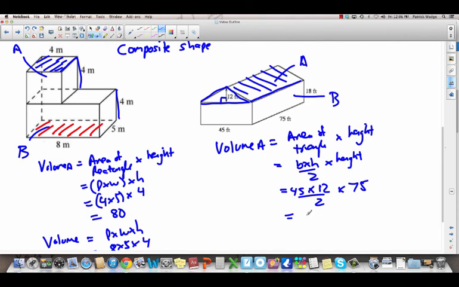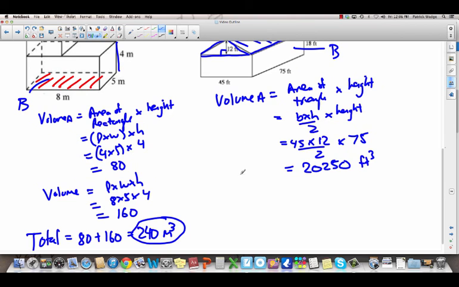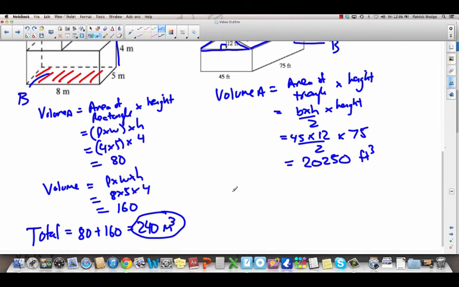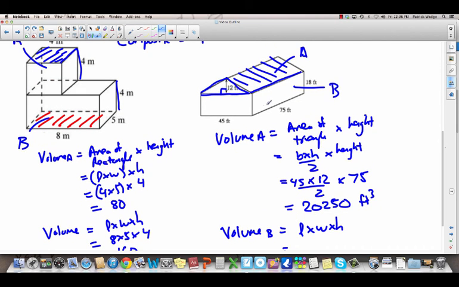The answer is 20,250 feet cubed. And for B, well, B is another rectangular prism. So again, let's skip a couple steps. We know we're going to end up with length times width times height. It's totally okay if you do know some of these. So for that, we can look at any one we want. I know this is weird. We don't usually think of this as the base, but that's fine. Let's think of that as the base.